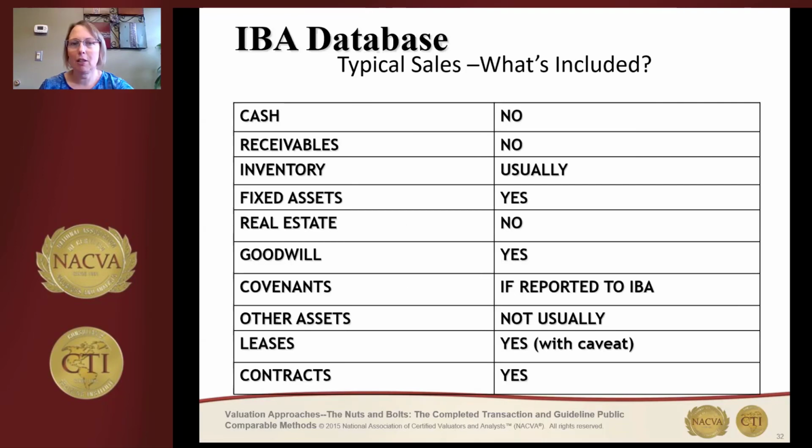Typical sales in the IBA database, what's included? So this chart gives us a nice example of what tends to be included. Cash is not included. Receivables are not included. Inventory typically is included. Fixed assets tends to be included, but real estate does not. That's usually separate. Goodwill is included. And covenants are included if they've been reported to IBA. Other assets typically no. Leases sometimes, and contracts, yes.